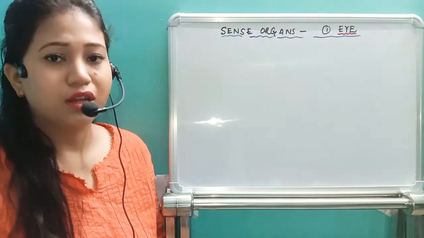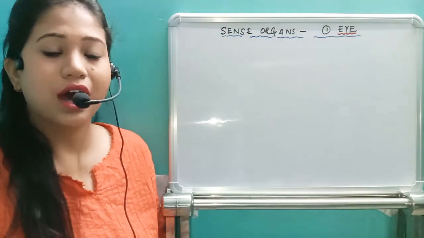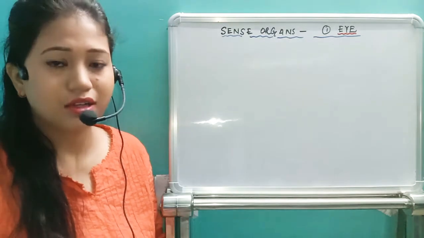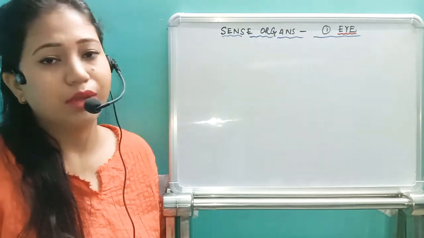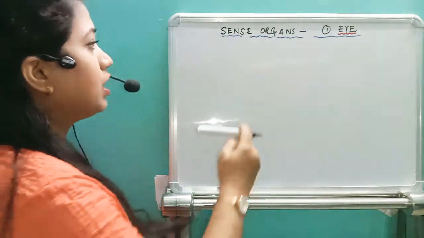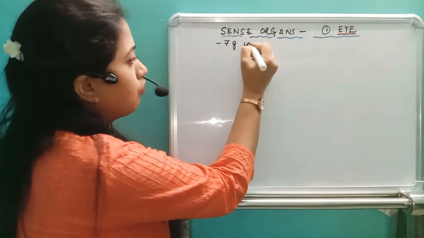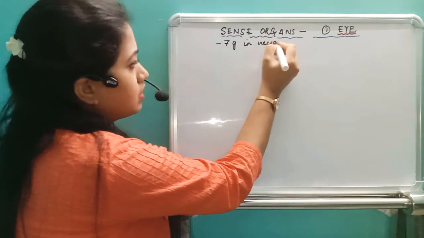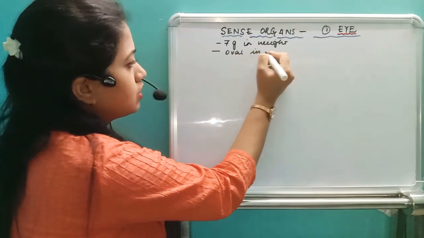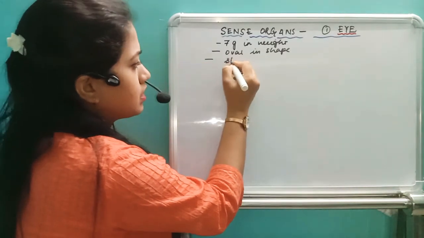and that's how we are able to coordinate with the environment, with the surrounding. Right, so let's start first of all with the structure of the eye from outside, externally. Then after that we'll move to the internal structure. Then we will see the mechanism of vision. First of all, this eye, roughly it is around 7 grams in weight. It is oval in shape, right? It's oval in shape.